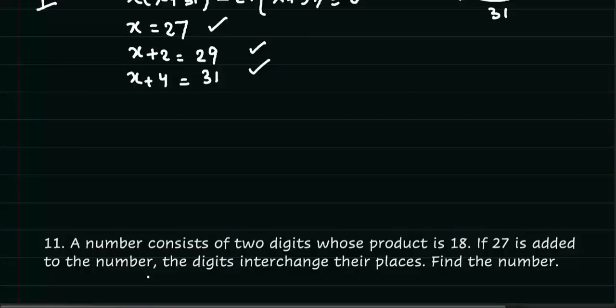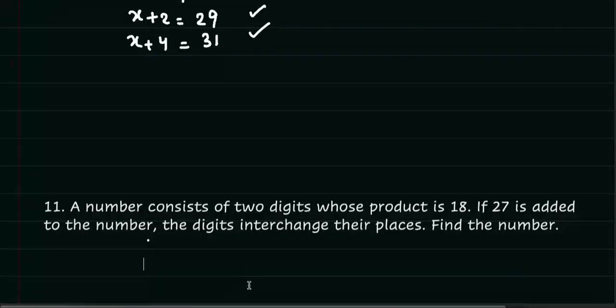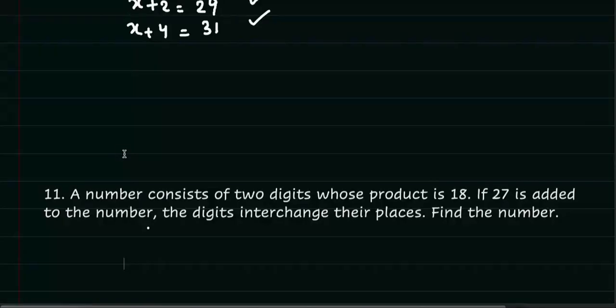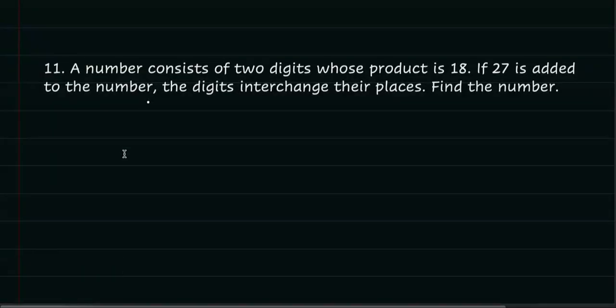Here, a number consists of 2 digits whose product is 18. If 27 is added to the number, the digits interchange their places. Find the number. Okay, in the textbook it might be a little different, but what we will do, we will follow one very simple method of doing this.